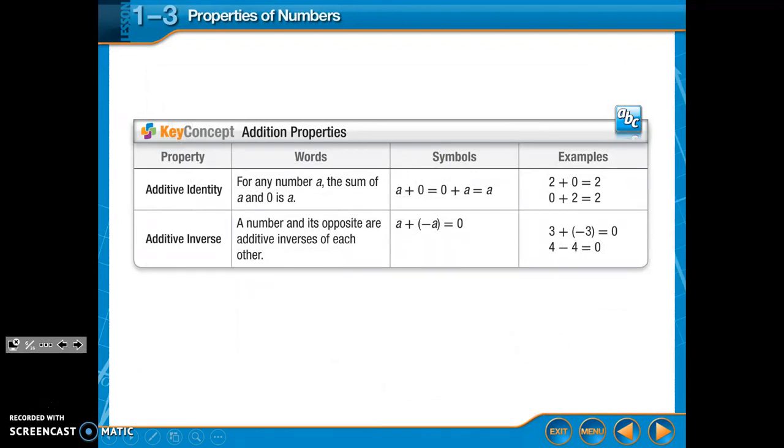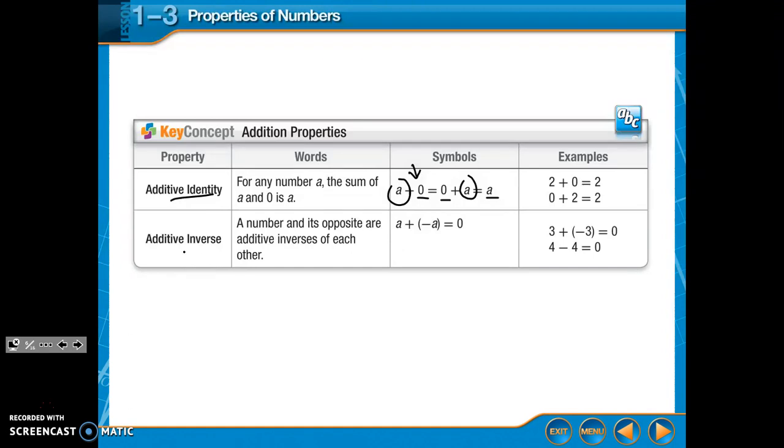Then we have addition properties, which are the additive identity and the additive inverse. For any number a, the sum of a and 0 is a. So the additive identity says that if you add 0 to any number, you're going to get itself. Adding 0 doesn't change it, it leaves it as a. So 2 plus 0 is 2, and also 0 plus 2 is 2. That's the additive identity. We call 0 the identity for addition because a keeps its identity, 0 doesn't change it.